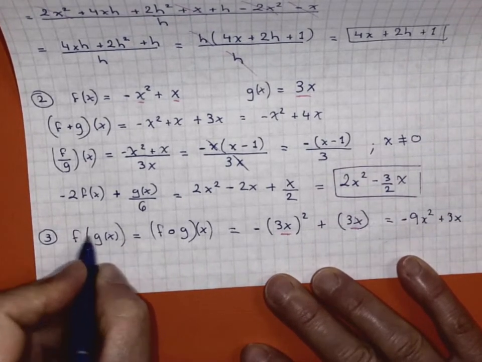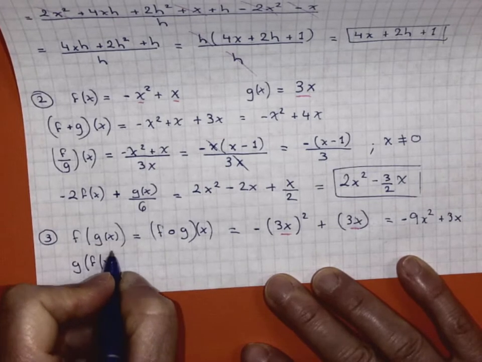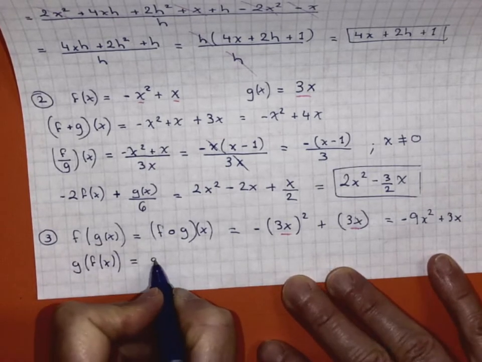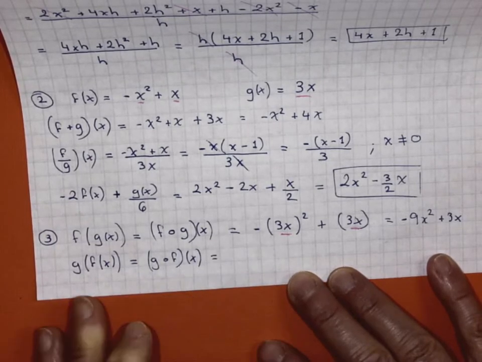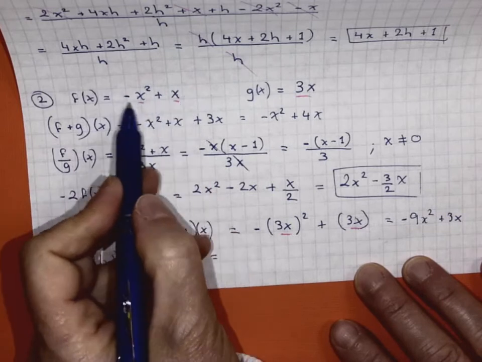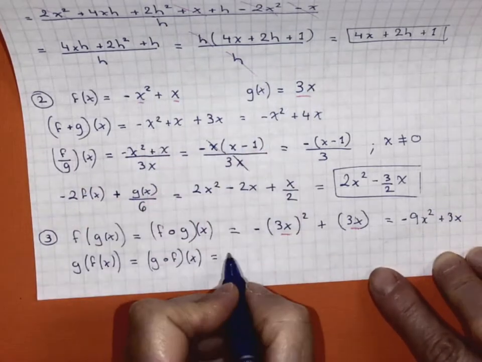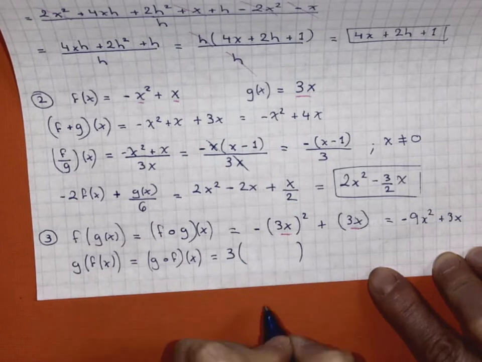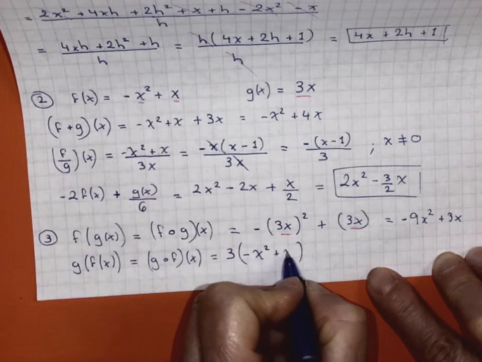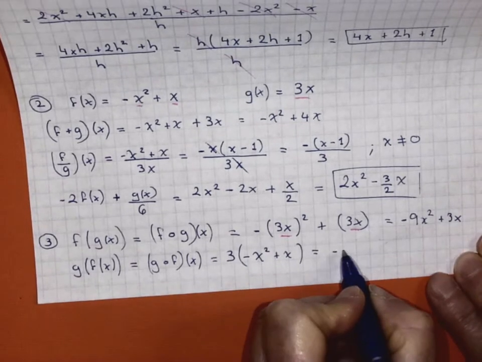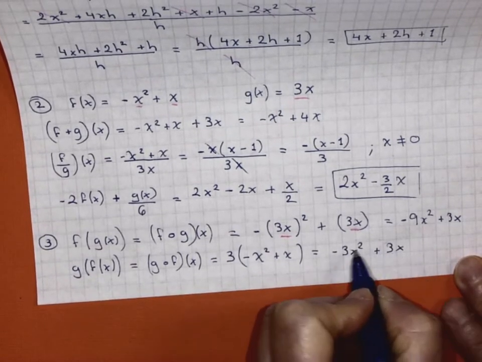Let's do the other way, g of f of x, which can also be written as g composed with f of x. So now I'm taking f of x and I'm going to plug it in where I have an x in g. So that will be 3 times my f of x, right? So negative x squared plus x. And that will be negative 3x squared plus 3x.